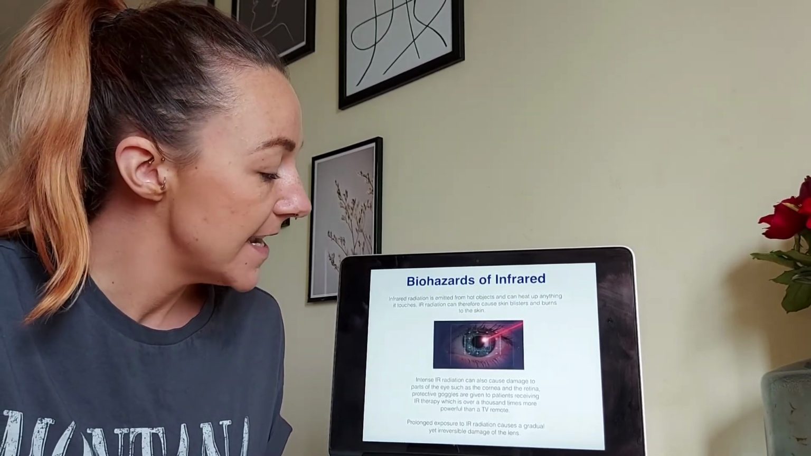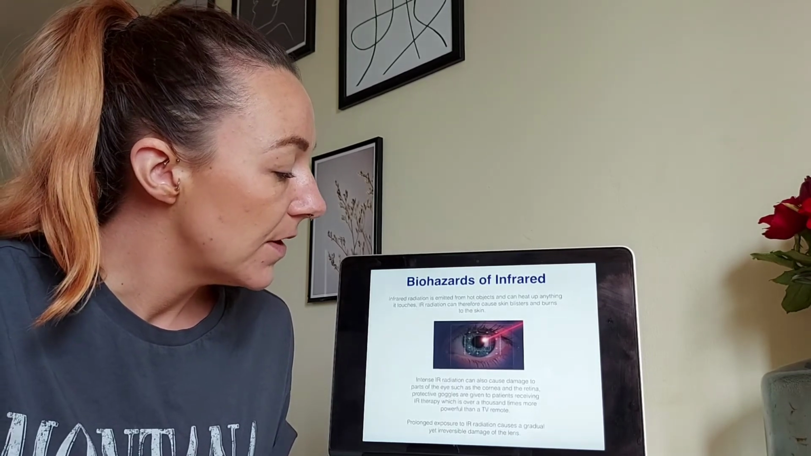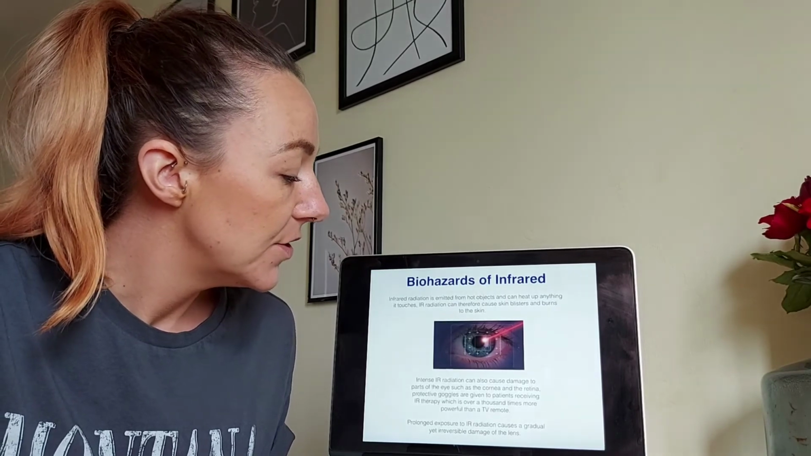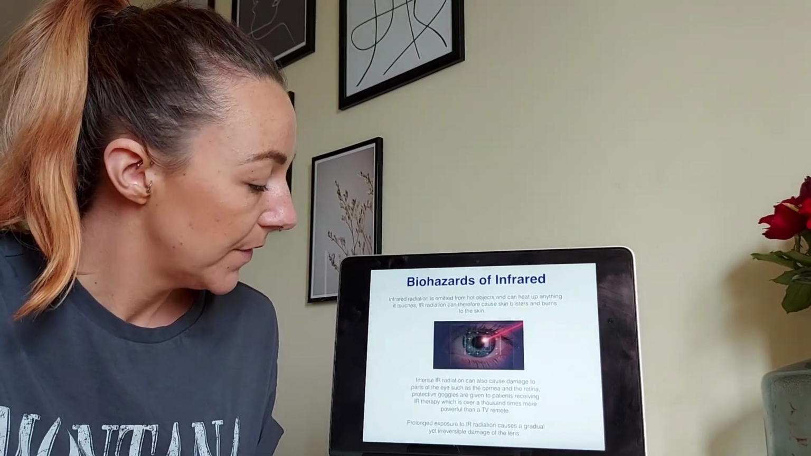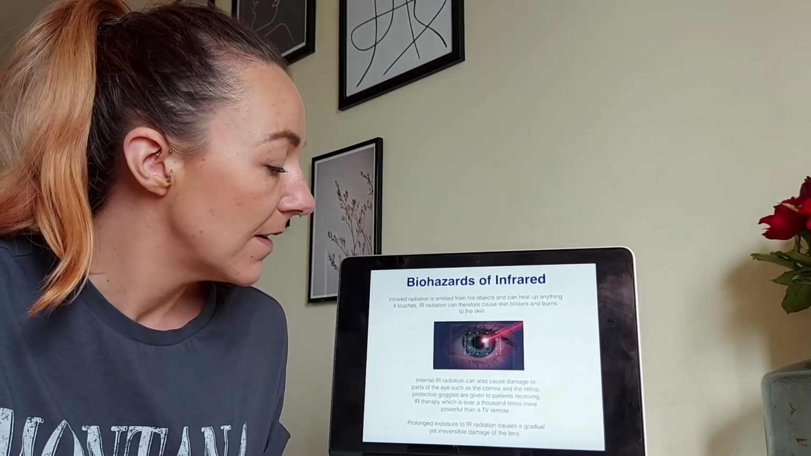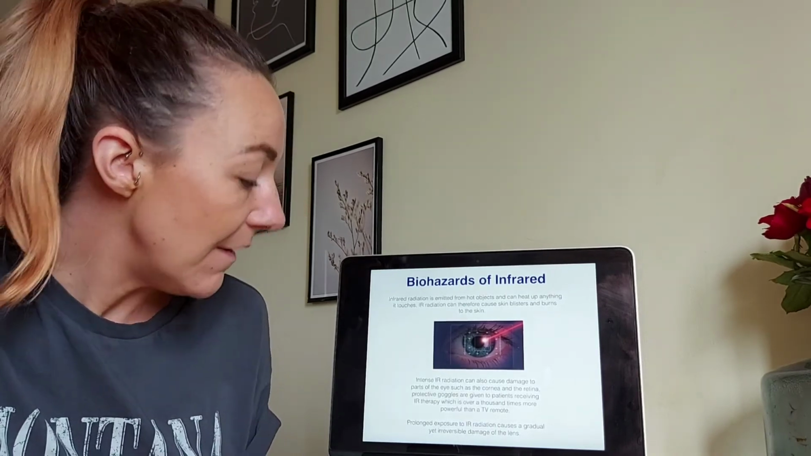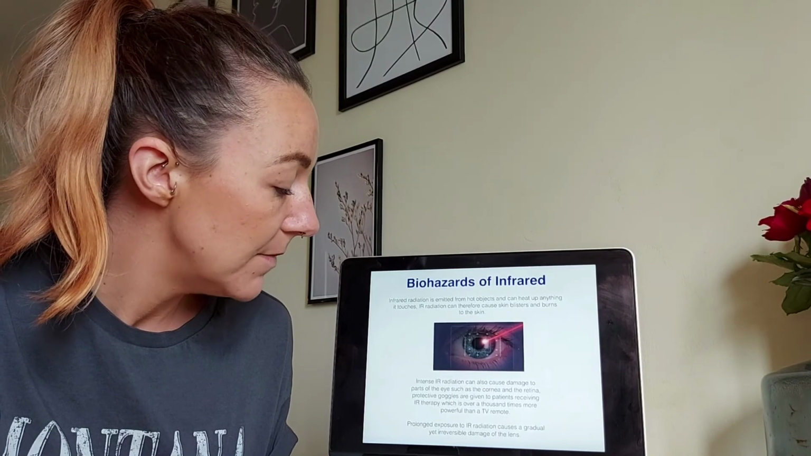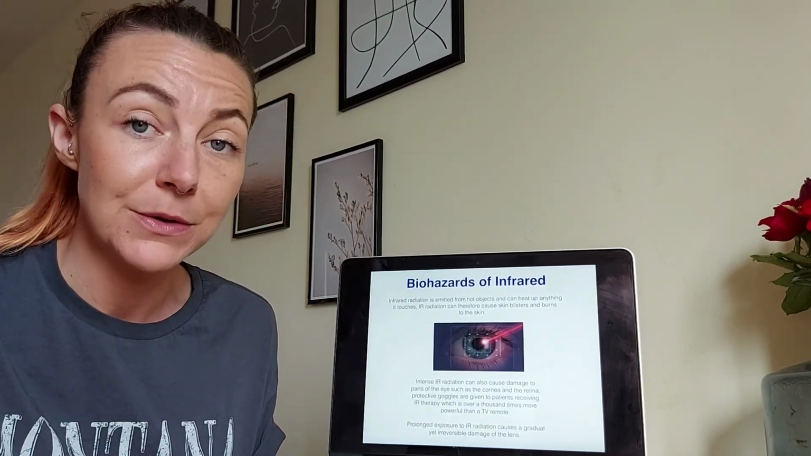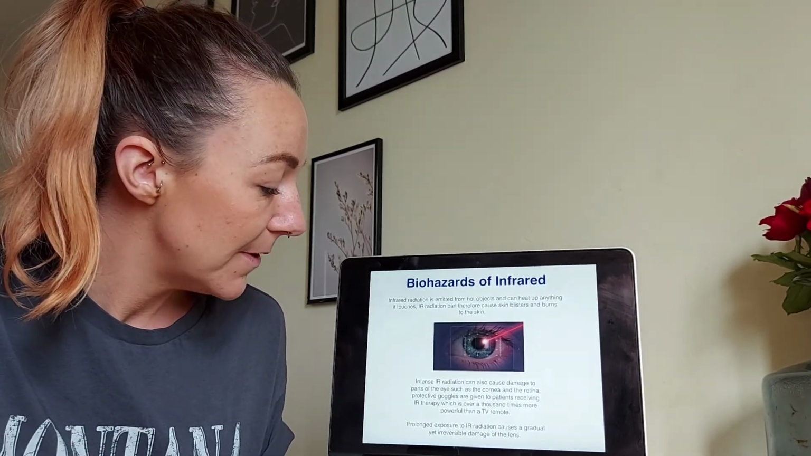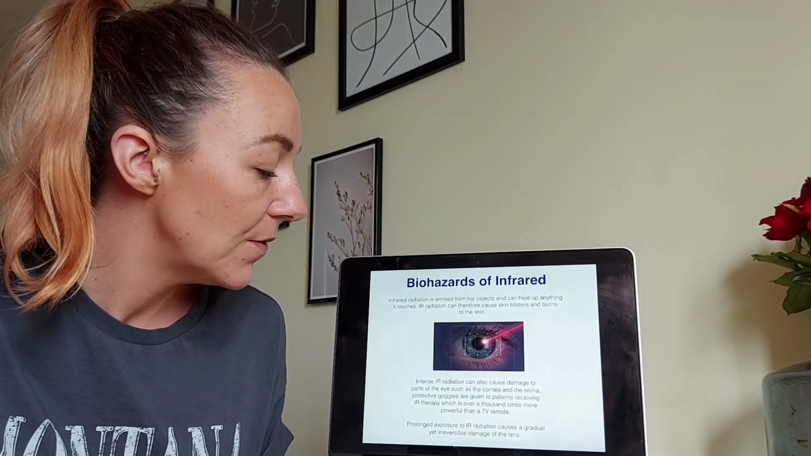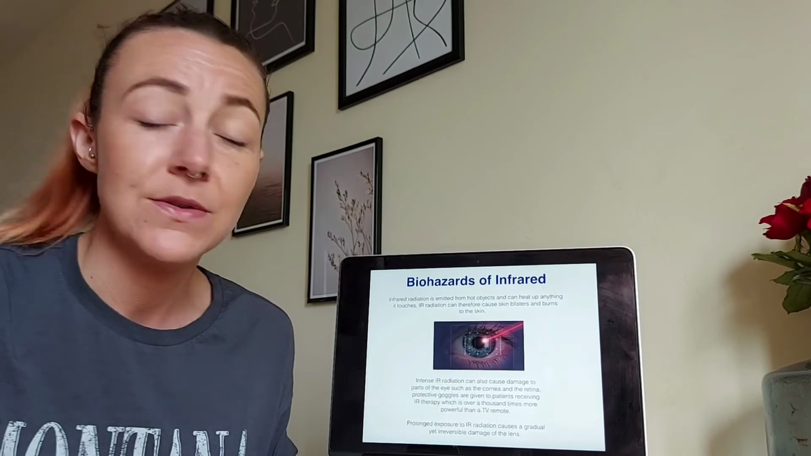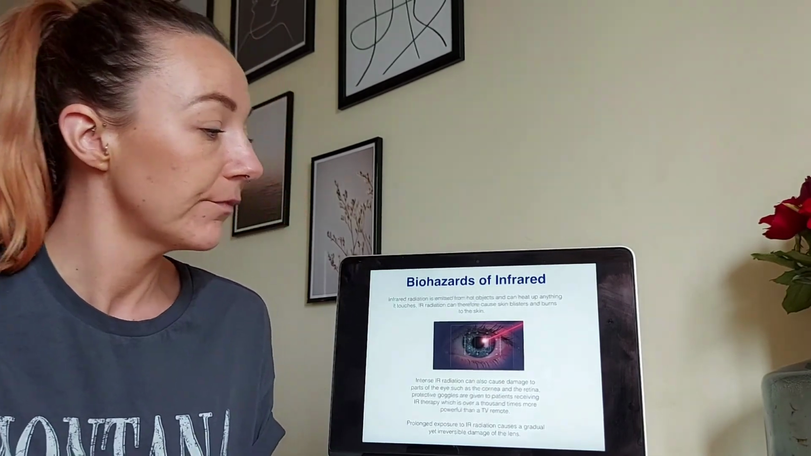Intense infrared radiation can also cause damage to parts of the eye, such as the cornea and the retina. Protective goggles are given to patients receiving infrared radiation therapy, which is over 1,000 times more powerful than a TV remote. Prolonged exposure to infrared radiation causes a gradual yet irreversible damage of the lens.